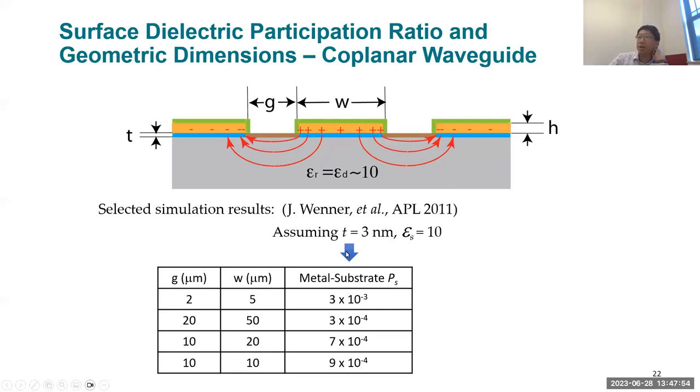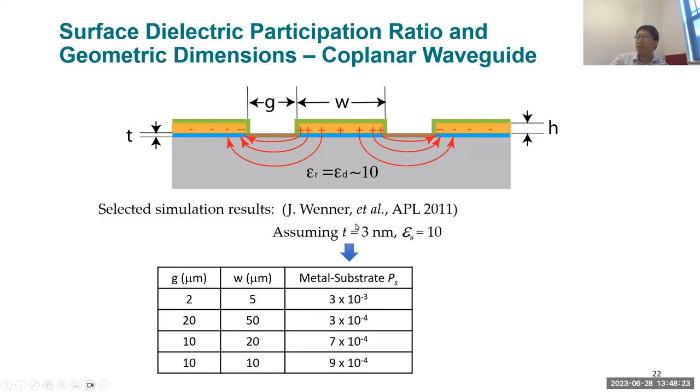And if you make the same assumption as we did before, the thickness is 3 nanometer and epsilon S of the surface layer is 10. You can see you get surface participation ratio on the order of 10 to the minus 3 to 10 to the minus 4. And what's important here is that the smaller the linear dimension of your CPW, the smaller the W and the G are, the larger the surface participation ratio you're going to get.